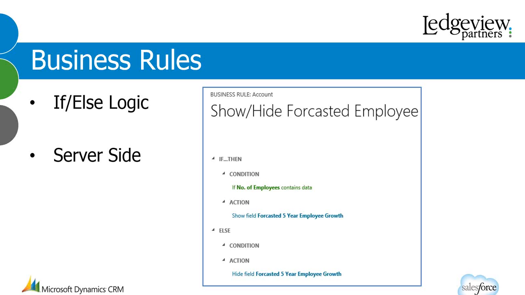it's saying if number of employees contains data, show the field to forecast 5-year employee growth. Else, if it doesn't contain data, then hide that field. So before in 2013 you had to have 2 business rules. Now they just added more flexibility so that you can do more things in one. Also, this is server side. That's the same. That didn't change, but again, this is better than JavaScript, because it is server-side and it is applied when anything changes on your records.